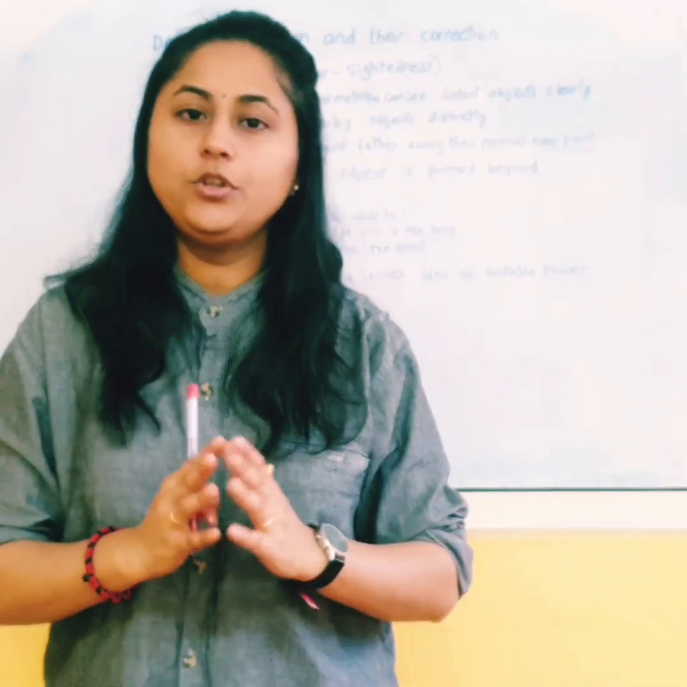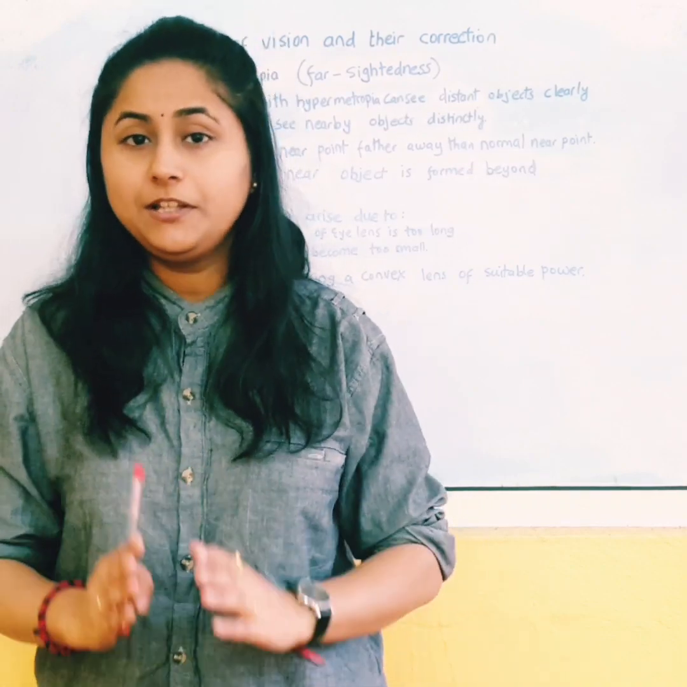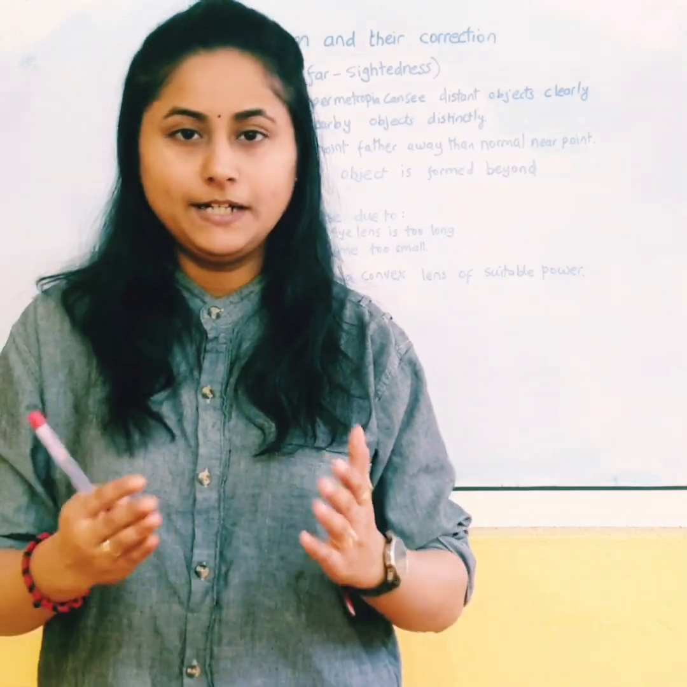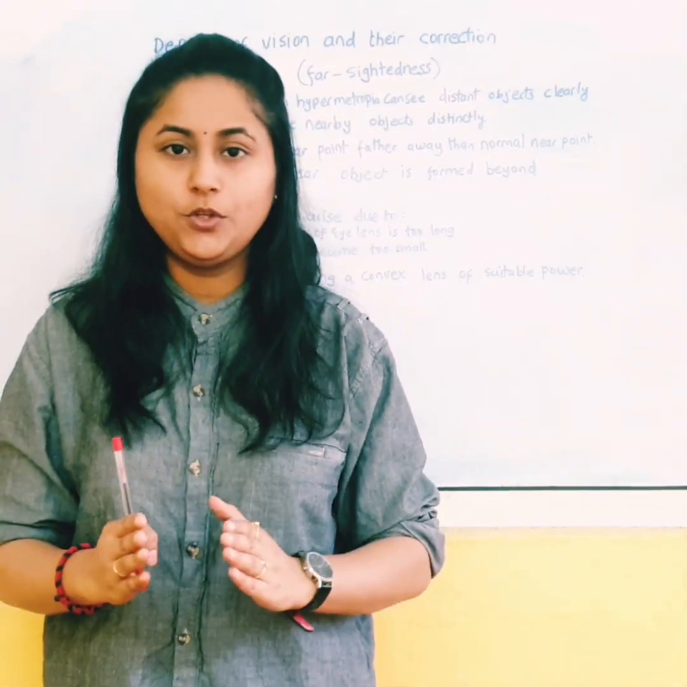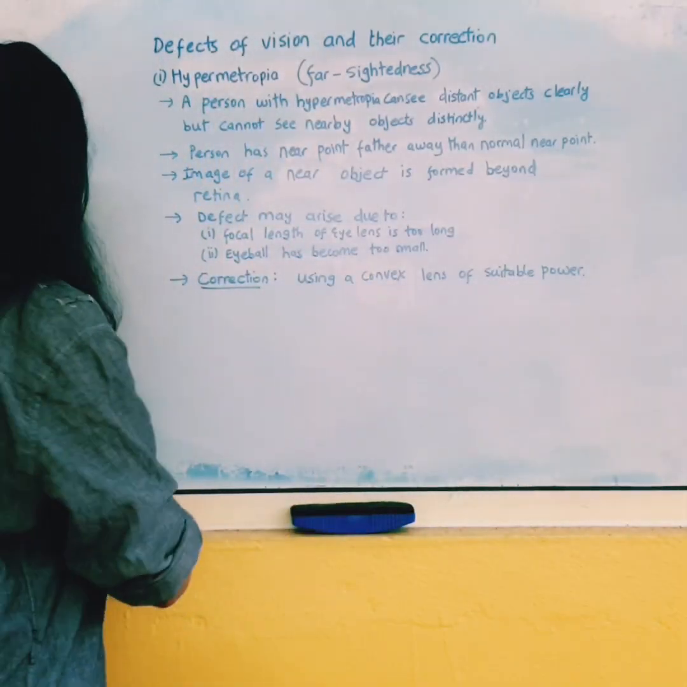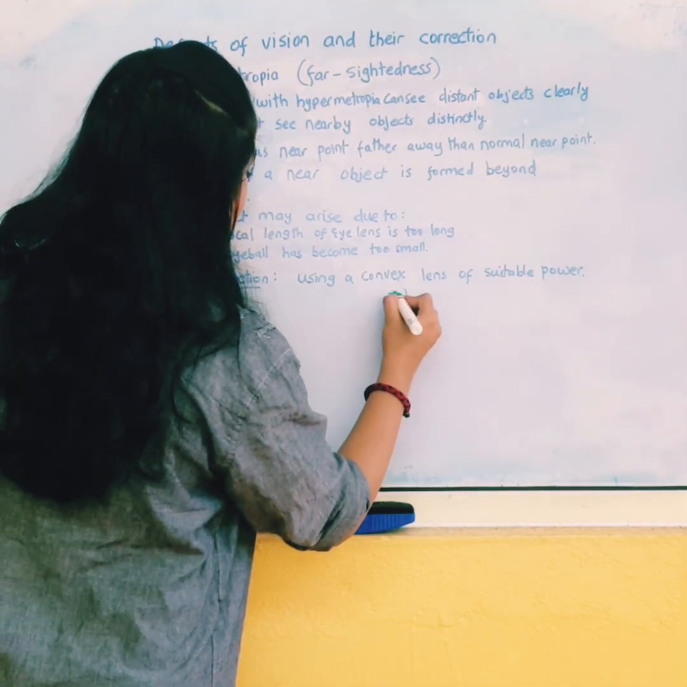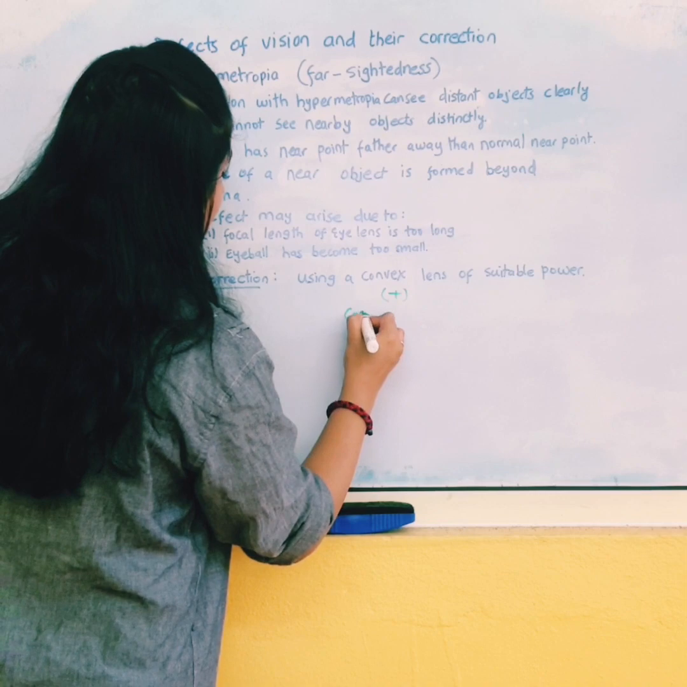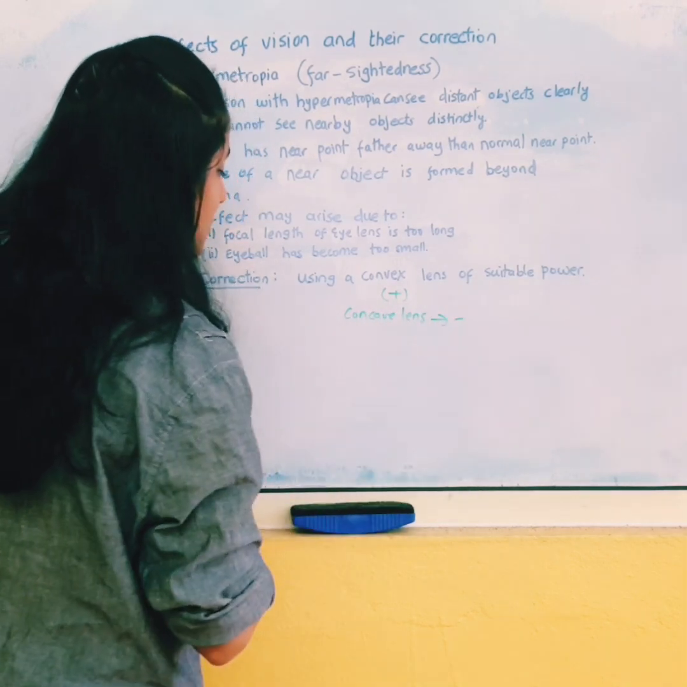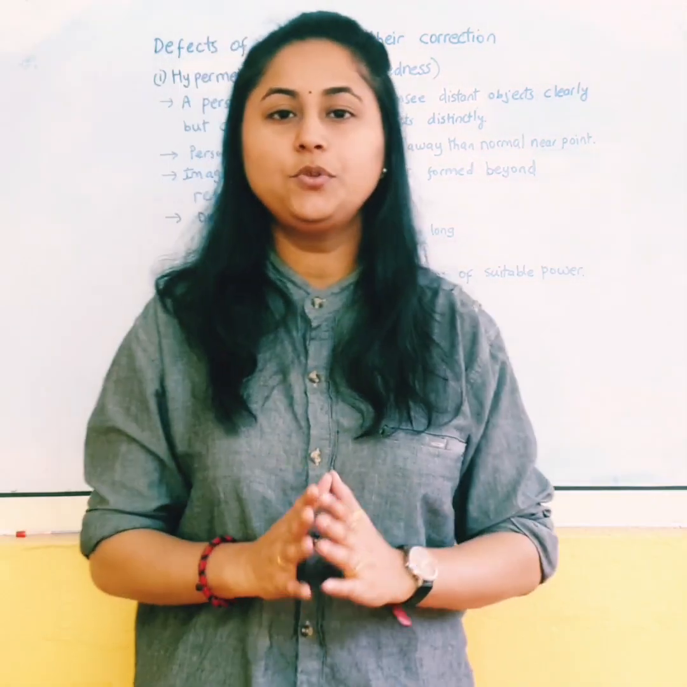Now you have also seen power, how to calculate power, in light reflection and refraction, whereby power is given in diopters. Diopter is the SI unit of power. For a convex lens, power will be positive, and for a concave lens, power is negative. So this you need to know.